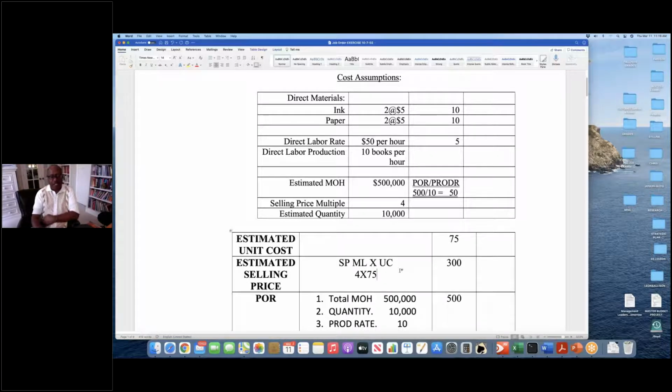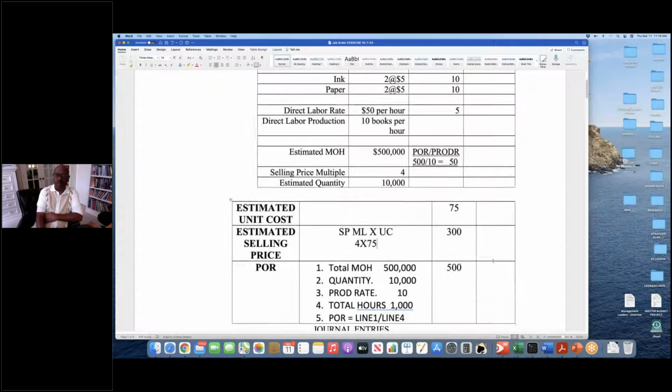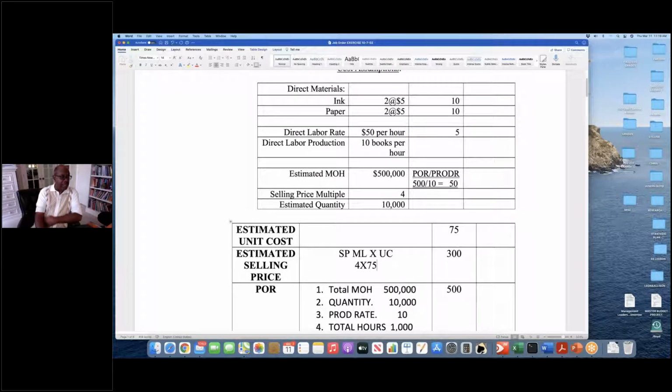Any other questions on how to calculate this? Any other questions? Can everybody do this now? Is there anybody who can't do it?